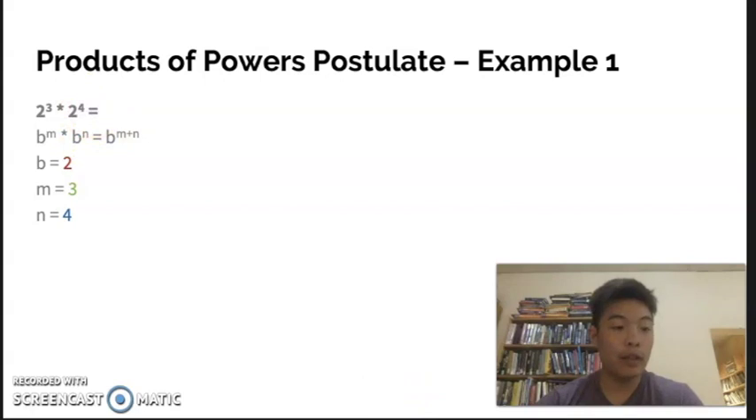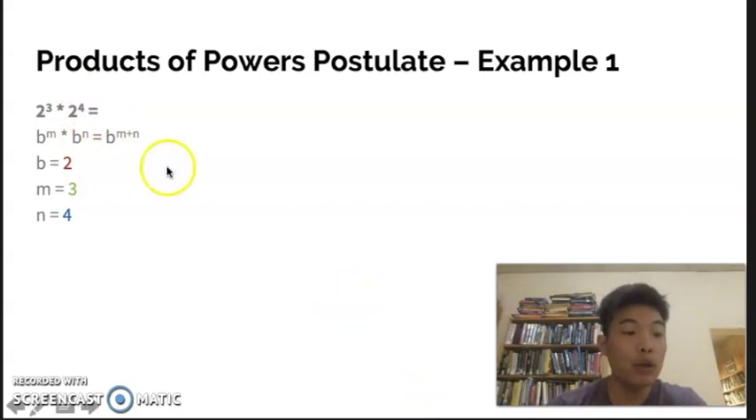So we have b to the power of m, which would be expressed as 2 to the power of 3, multiplied by b to the power of n, which is expressed by 2 to the power of 4, equals b to the power of m plus n. So that would be 2 to the power of 3 plus 4, which equals b to the power of 7, which is 2 to the power of 7.